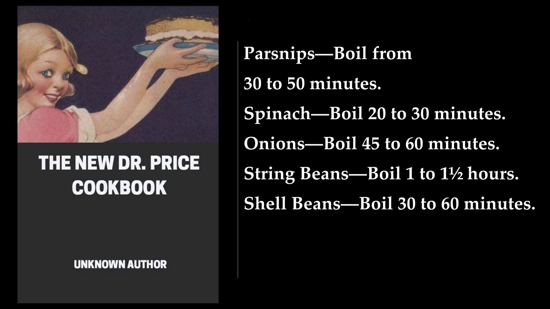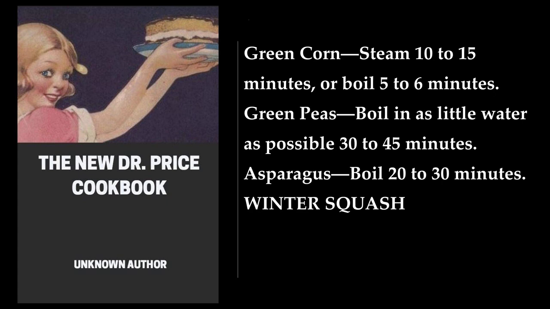String beans, boil 1 to 1.5 hours. Shell beans, boil 30 to 60 minutes. Green corn, steam 10 to 15 minutes, or boil 5 to 6 minutes. Green peas, boil in as little water as possible 30 to 45 minutes. Asparagus, boil 20 to 30 minutes.